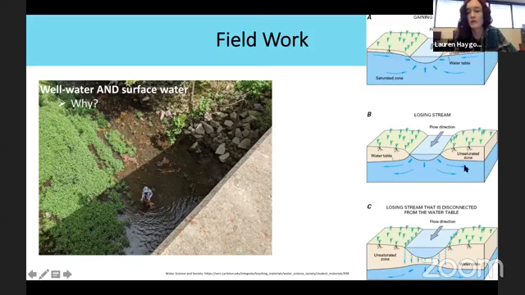This diagram over here shows we have A, which is a gaining stream. Here's our river, and here's our groundwater. These arrows show the direction of water movement in the ground. The groundwater is actually moving into the river and increasing the water in the river. So that's what we call a gaining stream. And then we have the losing stream here. The arrows are indicating the direction of water movement. The water is moving down into the groundwater. So we're losing surface water, but it's going into the groundwater.